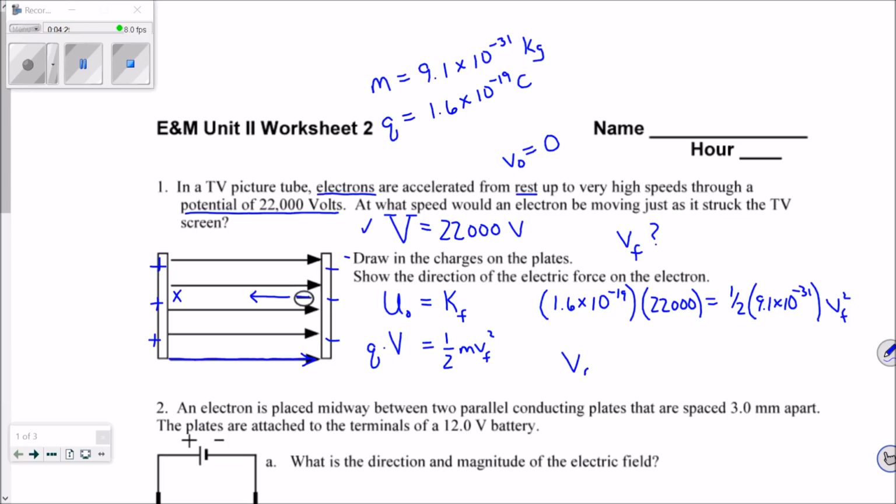Calculating our final velocity, we end up with a very large number, which is expected because our electron is so small. It doesn't take a lot of force to get this accelerating at a great rate. We end up with about 8.8 times 10 to the, it looks like 7th power. And that's going to be in meters per second.